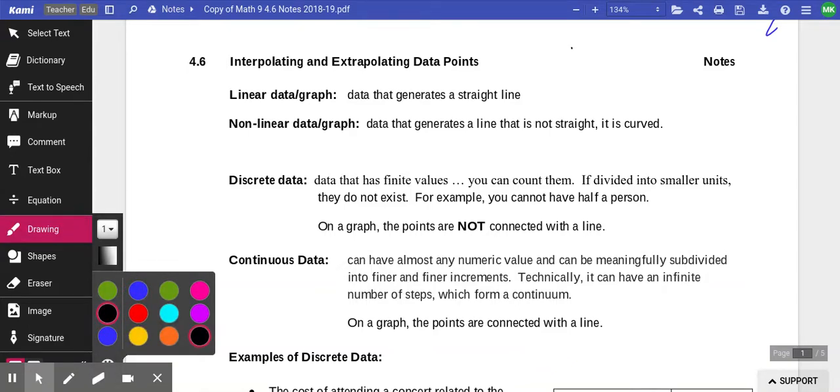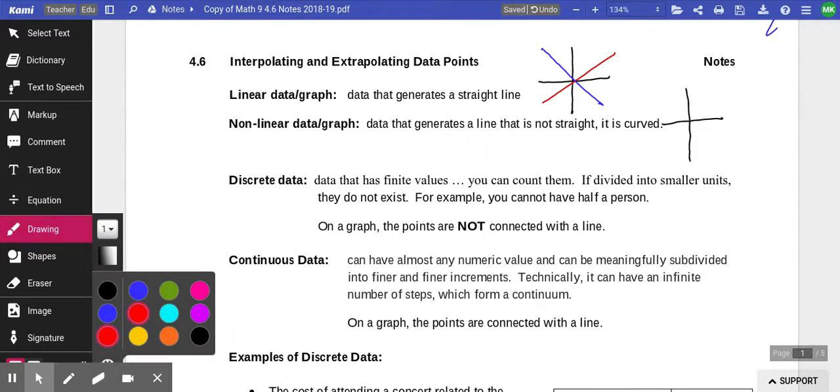So linear data, if you were to graph it, would look like this. Straight line pattern. You could also have a downward straight line pattern like that. Right? That still counts as linear data as long as it makes a straight line when you connect the dots. Non-linear data could look like anything that's not a straight line.